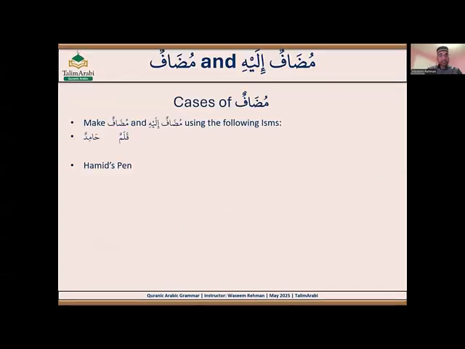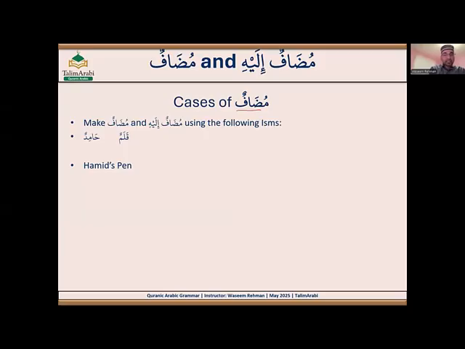Mudaf and Mudaf Ilayh. So now we're going to learn about different cases of Mudaf. Till now, you only saw Mudaf with Rafa status, right? Like Nurus Samawati, the Nur had Rafa, right? Abdullahi, Abd has Rafa on it, right? So now we're going to see if a Mudaf can have a Fatha or Kasra as well or not, right? So we'll see that.